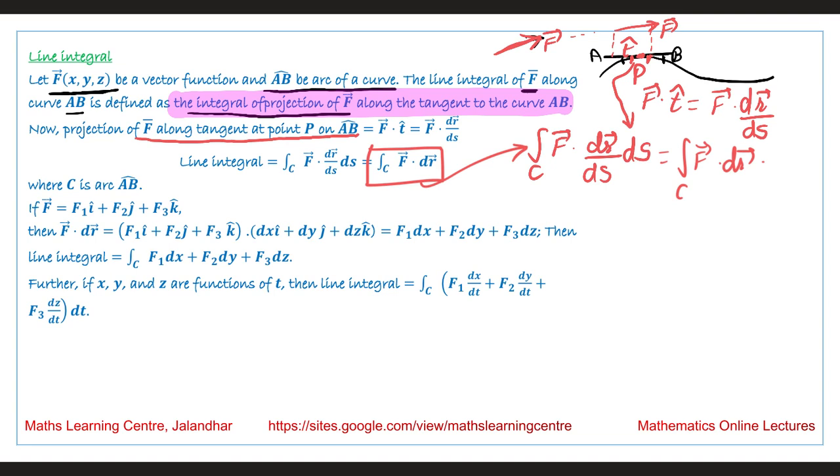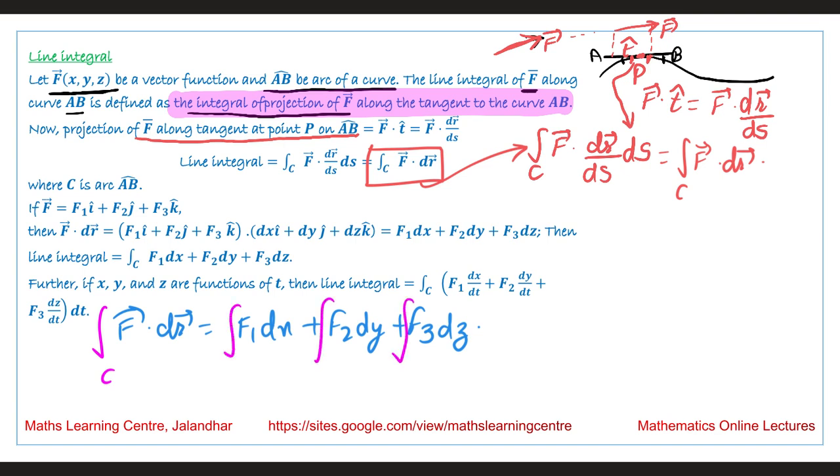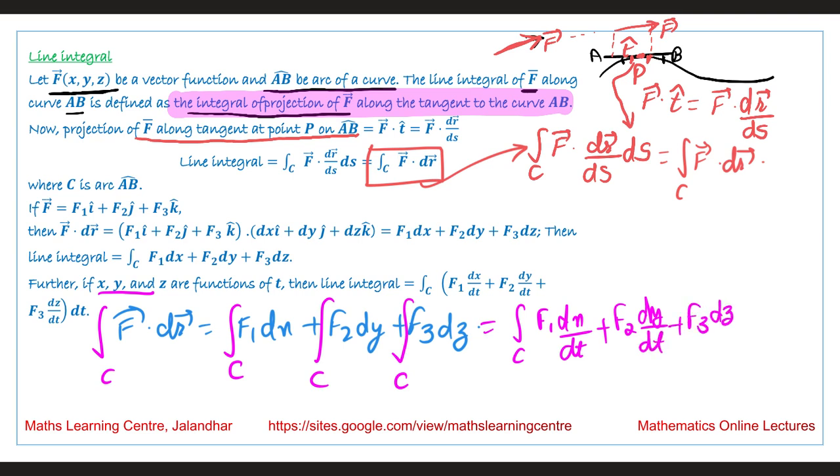Now if the components of this f vector are f1 i cap, f2 j cap, f3 k cap, then f vector dot dr vector is equal to f1 dx plus f2 dy plus f3 dz, and the line integral over C is given by the integration of all these terms over C. If x, y, z are further functions of t, we can write this as the integration over C of f1 dx by dt plus f2 dy by dt plus f3 dz by dt, with integral with respect to dt. So this is the definition of the line integral that we have.